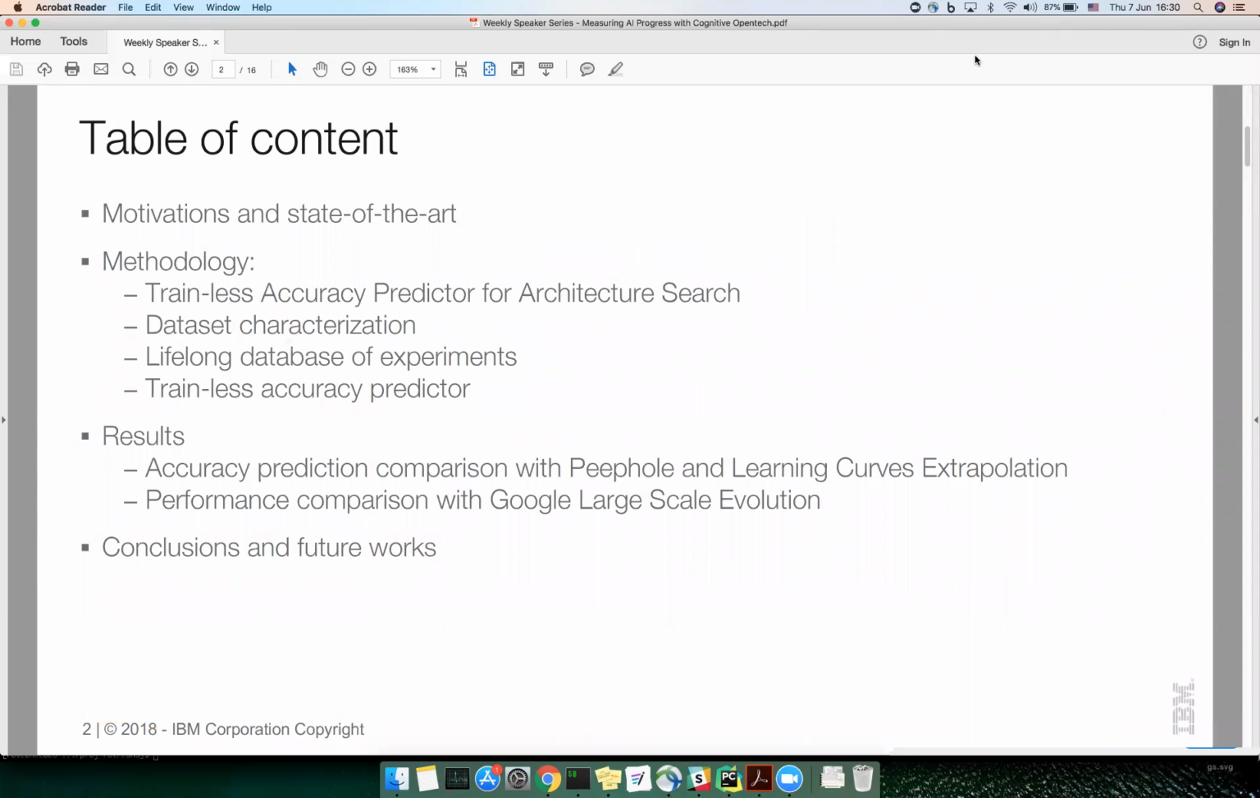First, I will shortly detail the motivation behind our work and the current state-of-the-art solutions. Second, I'll present the TAPAS framework's methodology, which is based on three main components: the dataset characterization component, the lifelong database of experiments, and the accuracy predictor. Furthermore, I will present the results of our accuracy predictor compared to other state-of-the-art predictors, and the results of employing our accuracy predictor in architecture search. We conclude with final observations and other improvements we currently have in our pipeline.